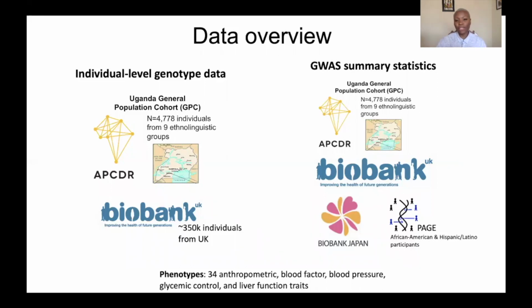The second set of data was GWAS summary statistics from GPC, UK Biobank, Biobank Japan, and PAGE, which largely comprises African American and Hispanic and Latino participants. We assessed 34 quantitative traits across these cohorts, spanning anthropometric, blood factor, blood pressure, glycemic control, and liver function measures.